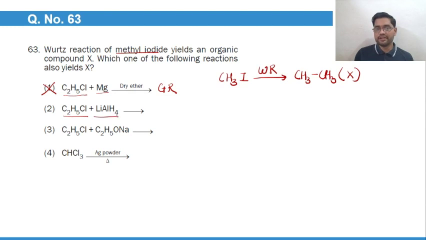Ethyl chloride with a reducing agent will give you ethane. That will be the right answer. This is Williamson synthesis, ether is formed, and over here it is ethyne that is going to form. So option number 2 is the best answer.